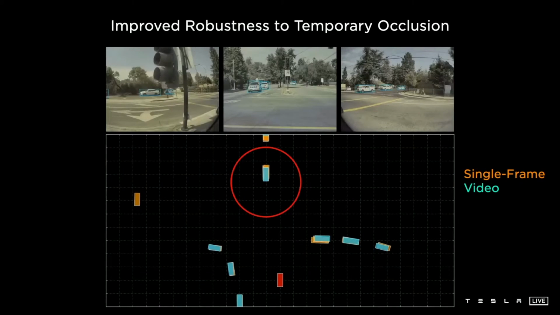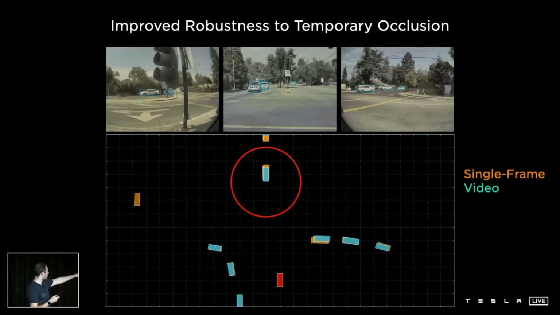The video networks also improved our object detection quite a bit. So in this example, I want to show you a case where there are 2 cars over there, and one car is going to drive by and occlude them briefly. So look at what's happening with the single frame and the video predictions as the cars pass in front of us.